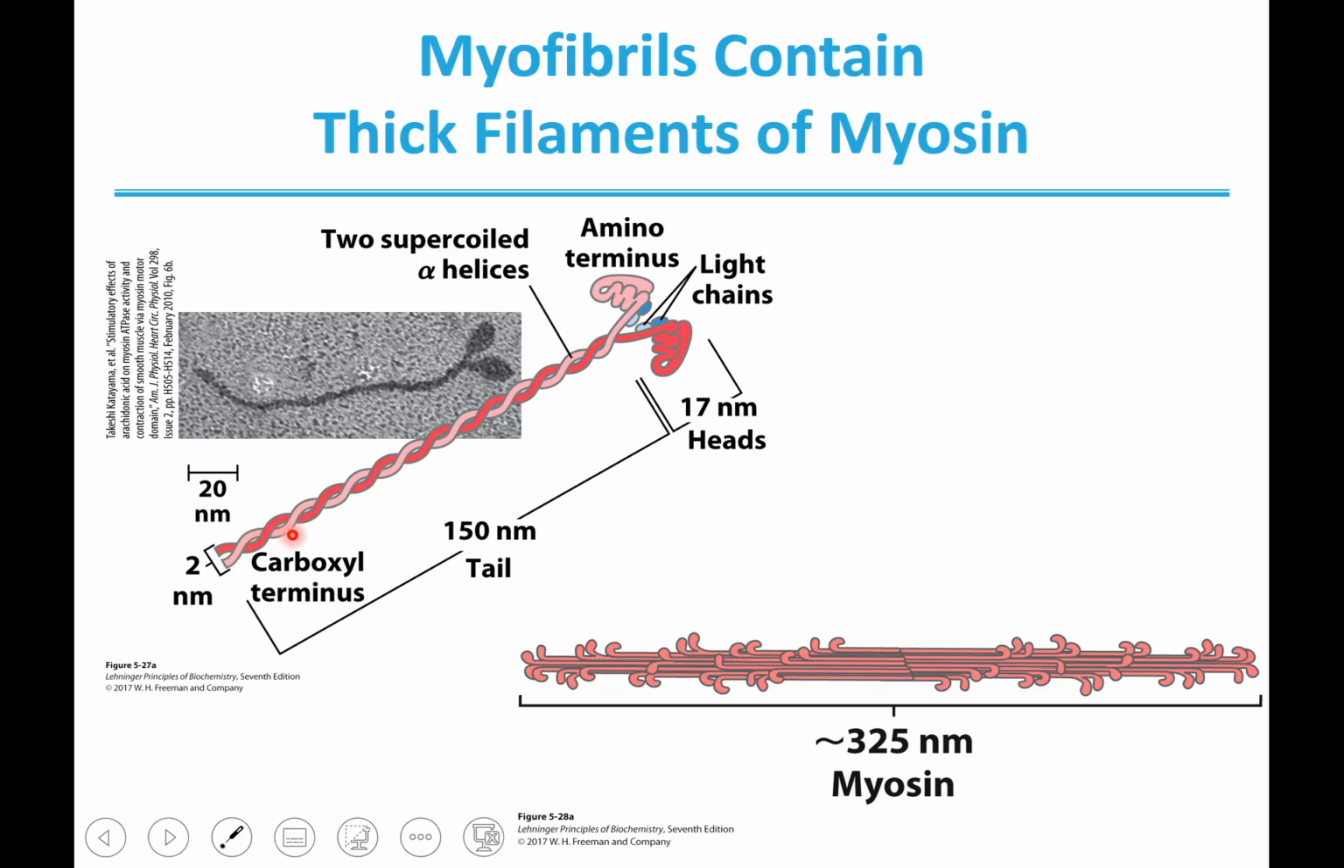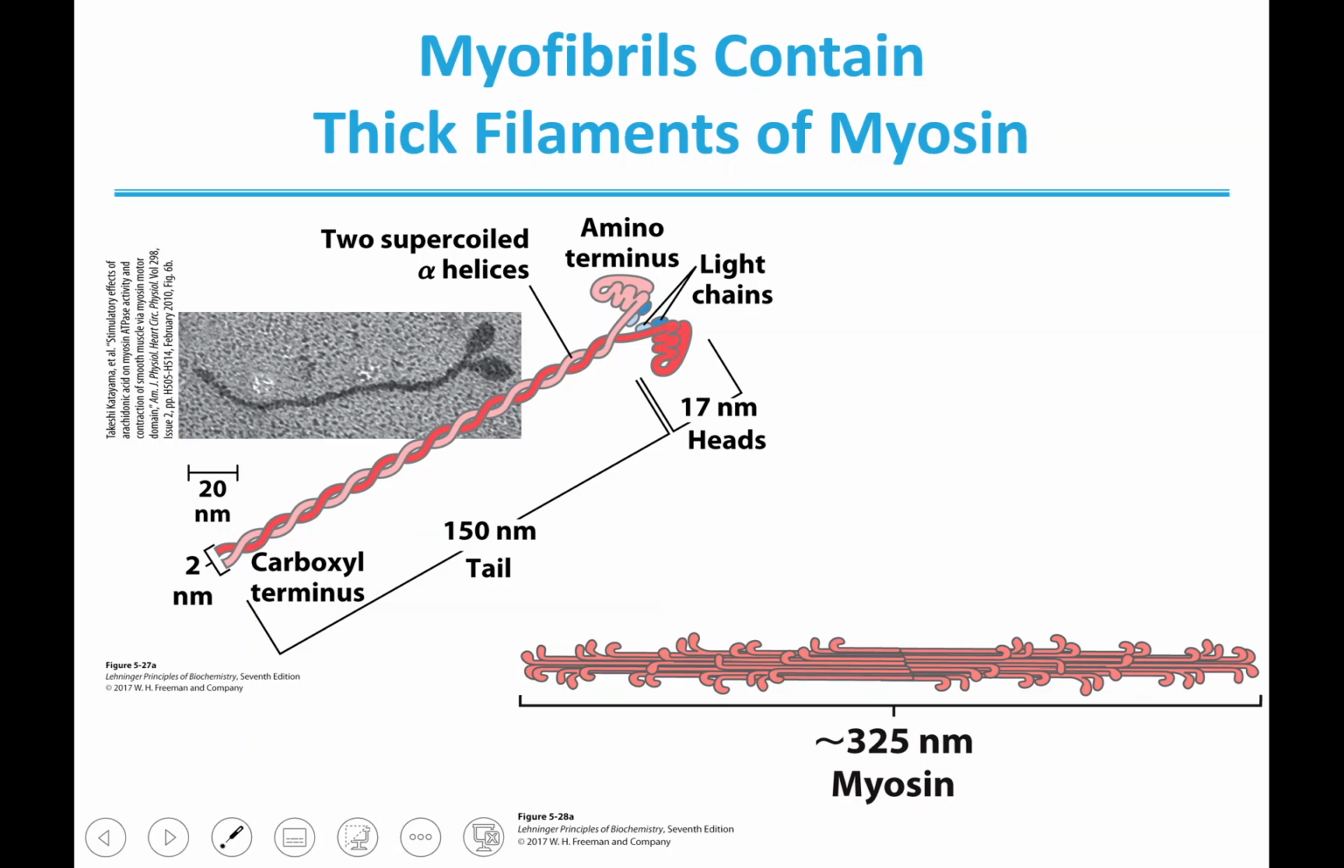Myosin is comprised of two myosin proteins that connect together through a supercoiled alpha helix. Each of these different shaded colors here is an alpha helix, and the alpha helices are coiled around each other. At the amino terminal part of myosin, there is a globular protein structure.